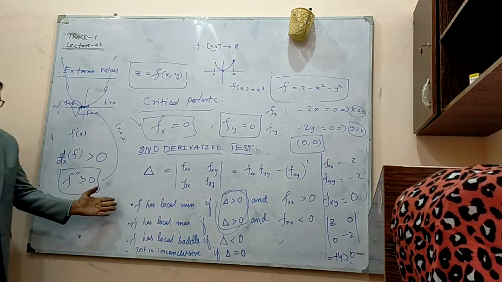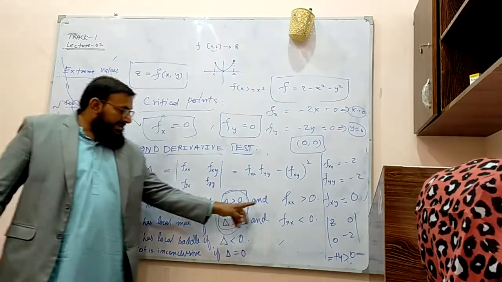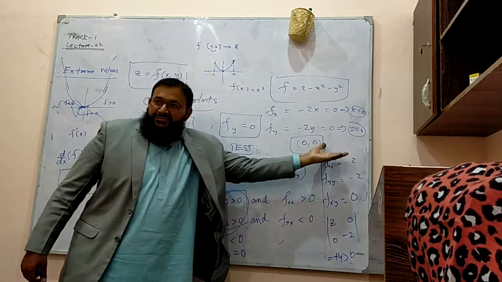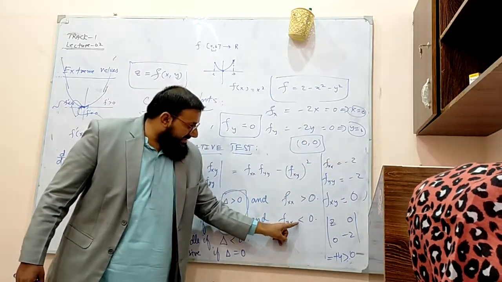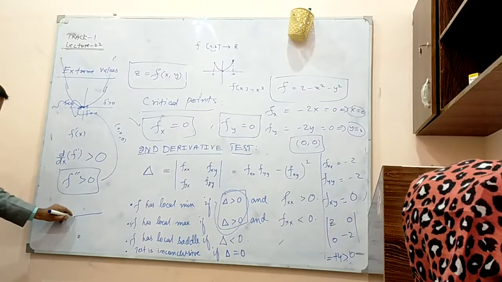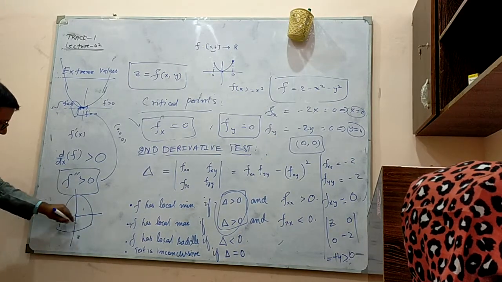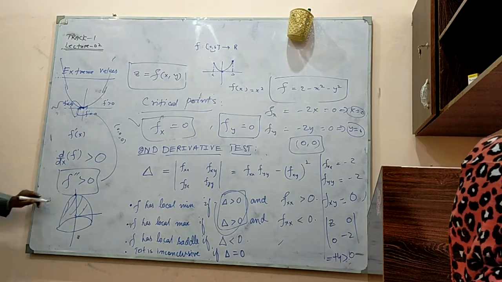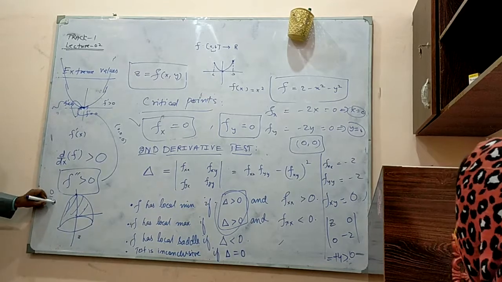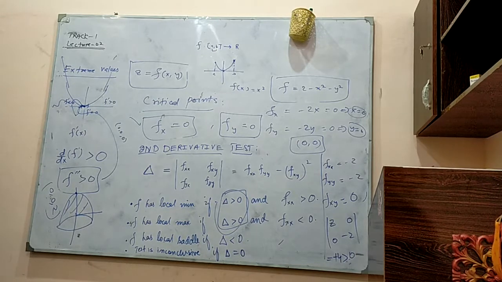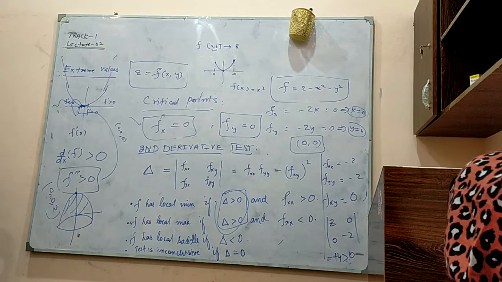Now, how to determine whether it is local min or max? Just find out the fxx. What is fxx? Minus 2, less than 0. You are not supposed to put any value because it's a constant, which is less than 0, so it's a local max. And the graph of this one looks like this. This is going to be the point. The point is 0, 0, and the value of the function at that point is 2. And that's going to be the maximum value, and it's the local maximum. We may call it global as well because it is the only maximum value.